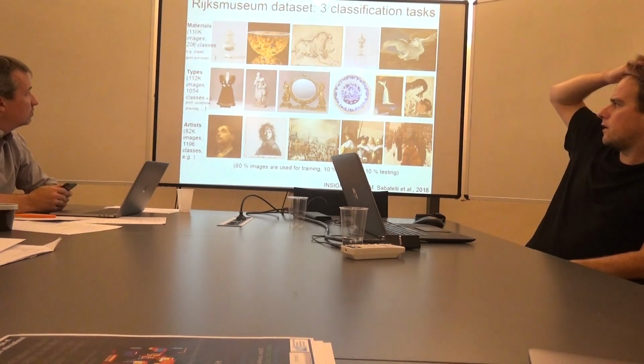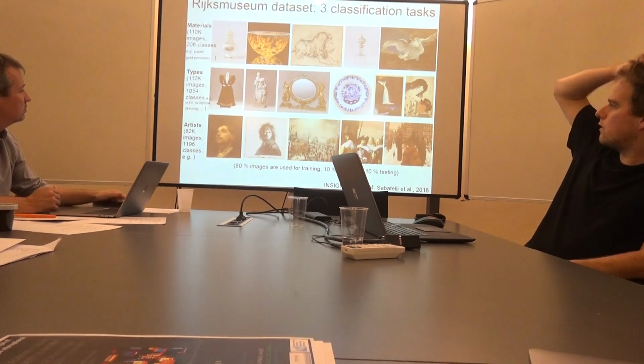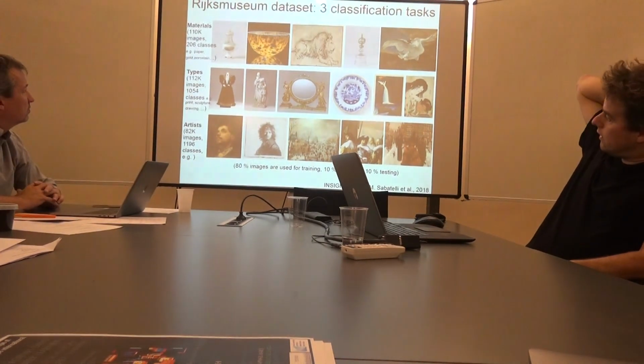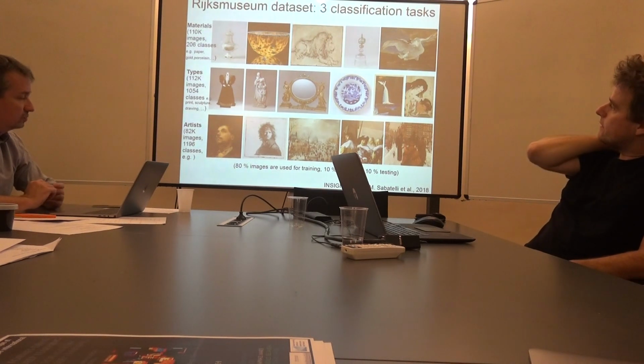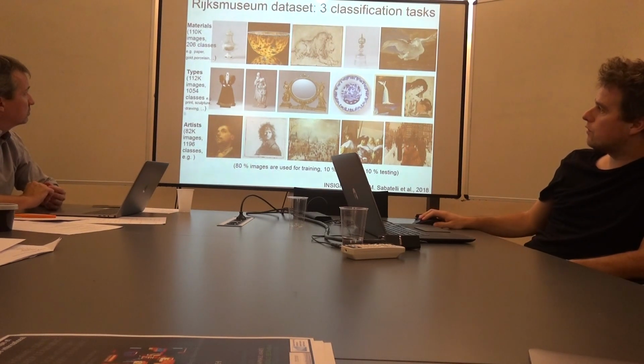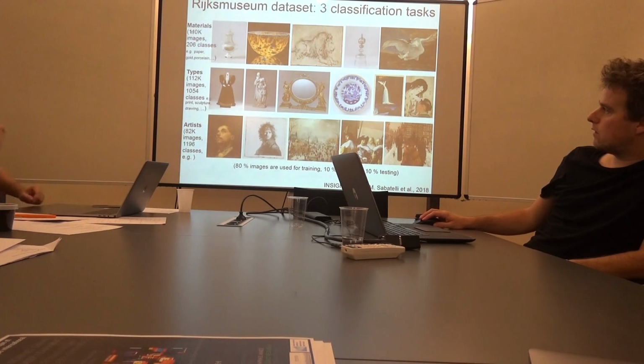Mattia reused the same idea on works of art. Here, Mattia extracted three data sets from the Rijksmuseum website, and he worked on three classification tasks. The first one is that he wanted to assess if this network can classify materials. The data that he collected consists of a bit more than 100,000 images.